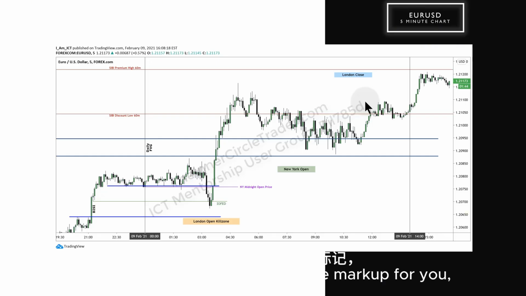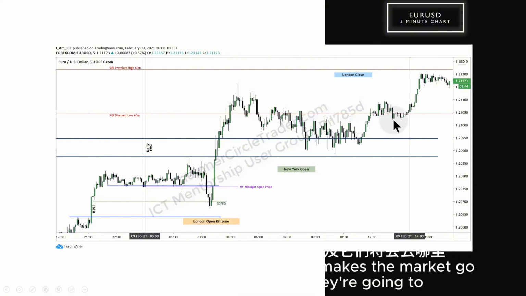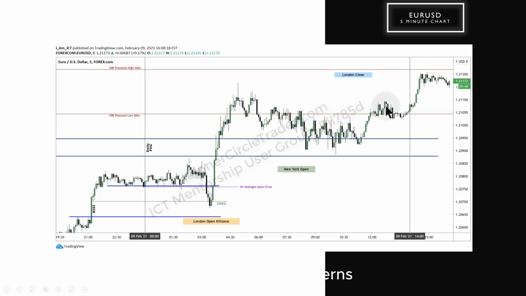That's the work. Even though I'm doing most of the markup for you, it's still an exercise of discipline on your part. You got to go in there and see what it is I'm trying to draw your attention to. But this accumulation is occurring based on the imbalance on that 60-minute chart, not just simply these equal highs. Because everybody can play armchair quarterback and say, oh yeah, this is what it is. And you see everybody on YouTube making videos like that, selling courses and stuff. It's ridiculous. You're seeing the logic behind what makes the market go higher or lower and where they're going to form new entry patterns.